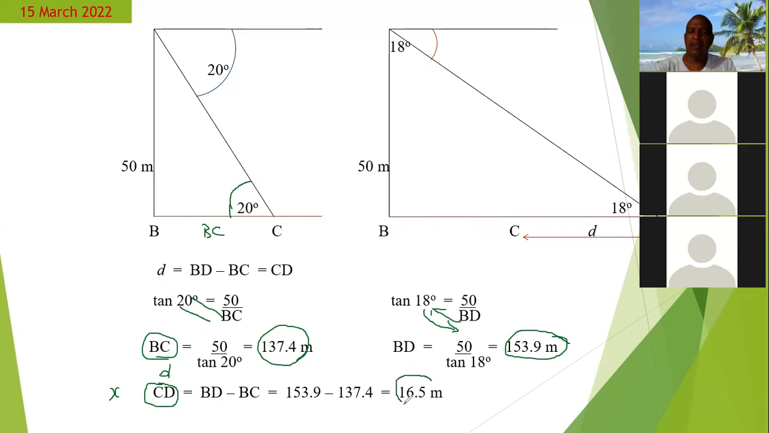And so we get our answer to be 16.5 meters. So that would be the distance here. So this distance would be 16.5 meters. That would be the distance for D.